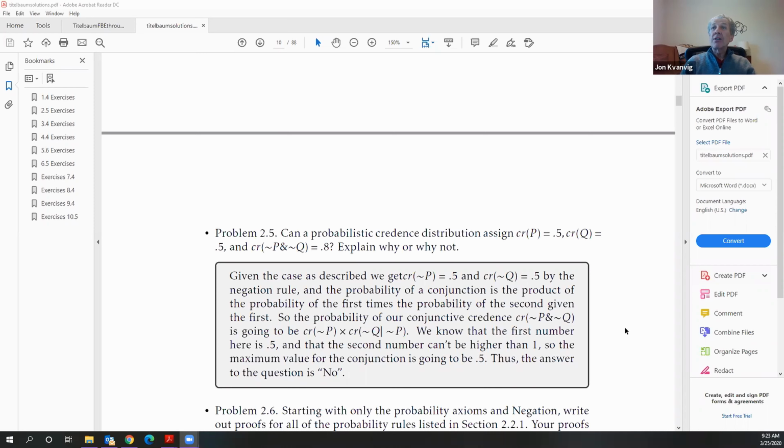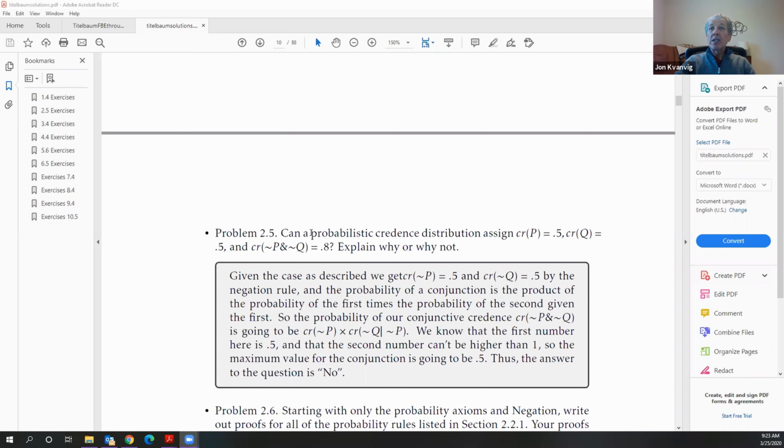can a probabilistic credence distribution assign credence to p of 0.5, credence to q of 0.5, and credence to not p and not q at 0.8? Explain why or why not.